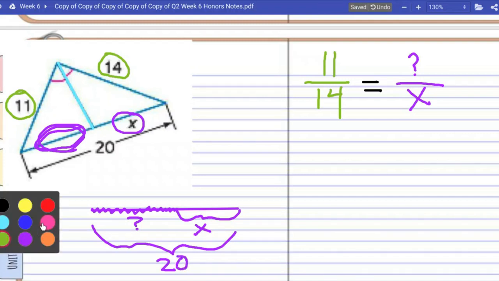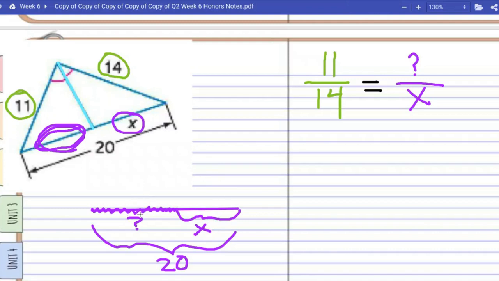This question mark has to be whatever is left after you know what X is, right? So what if X was 5? The question mark would be 15. If X was 8, the question mark would be 12. If X was 13, the question mark would be 7. Every single time, you're taking the number 20 and subtracting whatever X is from it. That gets you the question mark.